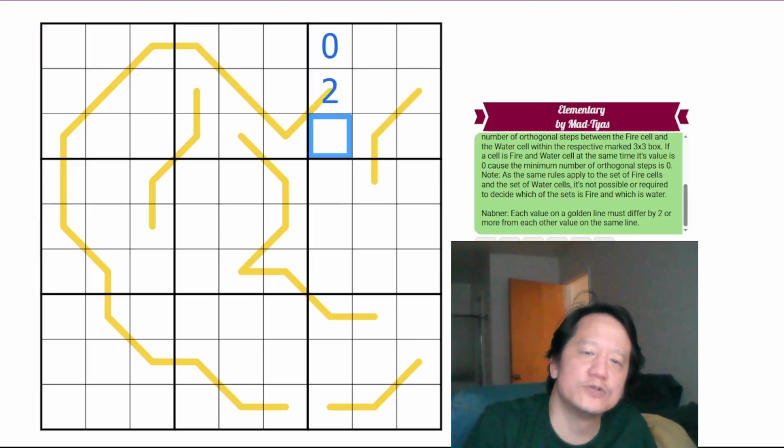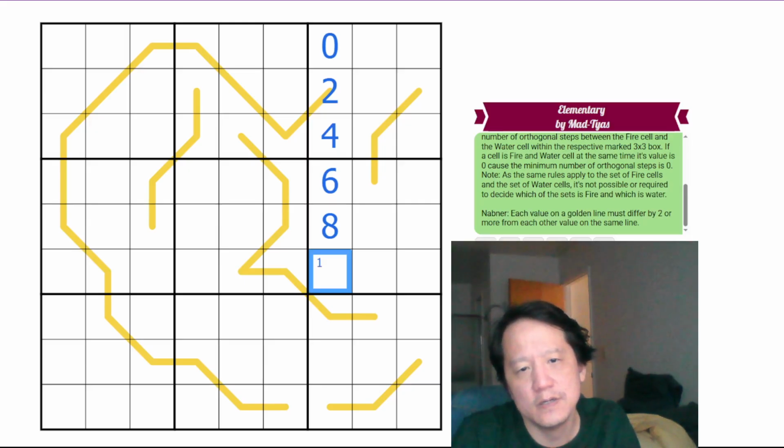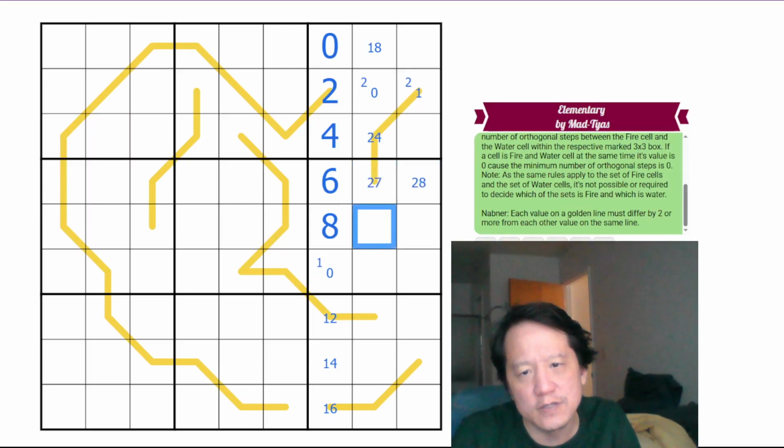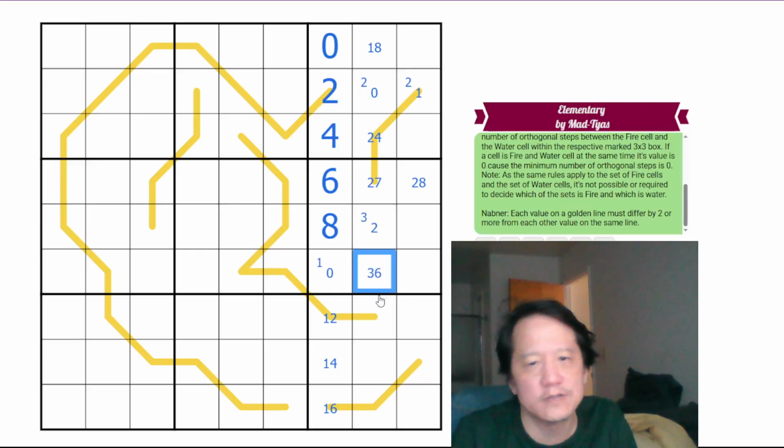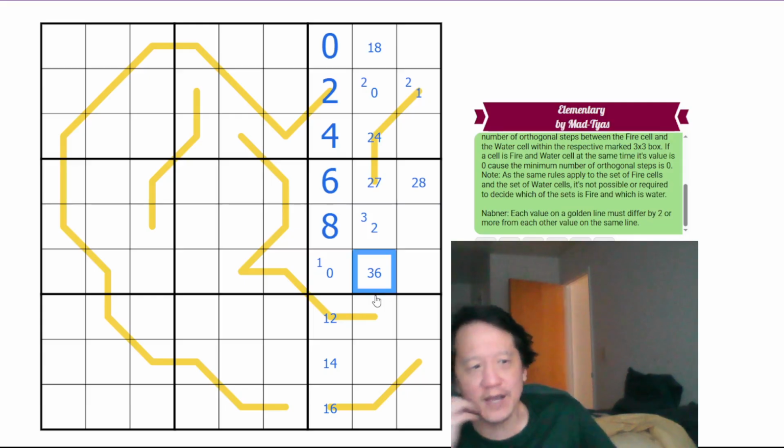So we have 0, 2, 4, 6, 8, 10, 12, 14, 16, 18, 20 or 21, 24, 27 or 28, 32, and then 36. Those are what we are guaranteed to have. So we have to have 2, and this is some combination of those, right? We have to have 2 that are 4 apart, guaranteed.